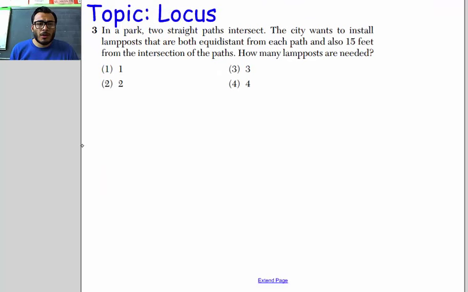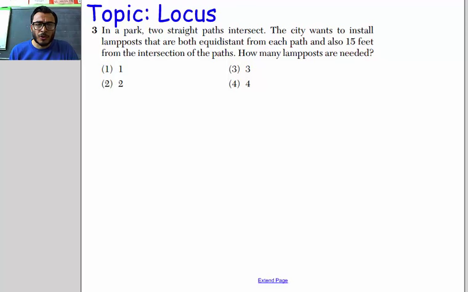That cannot be proven. Number 3, in a park, two straight paths intersect. The city wants to install lampposts that are equidistant from each path and also 15 feet from the intersection of the paths. How many lampposts are needed? So this is a locus question. So you want to be familiar with your locus theorems.